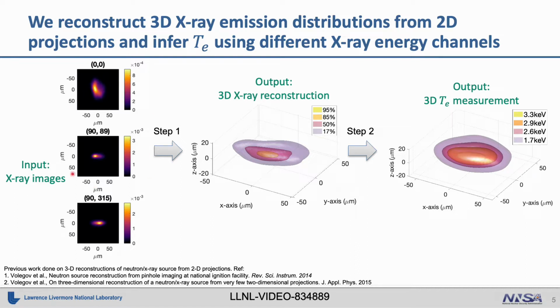So as you can see here, the inputs of our algorithm are a set of reconstructed X-ray penumbral images, 3 of them from 3 different lines of sight. And then the first step is for us to reconstruct a 3D X-ray emission distribution, which is solely geometry related. And then the second step is about inferring the TE from this 3D X-ray reconstruction.